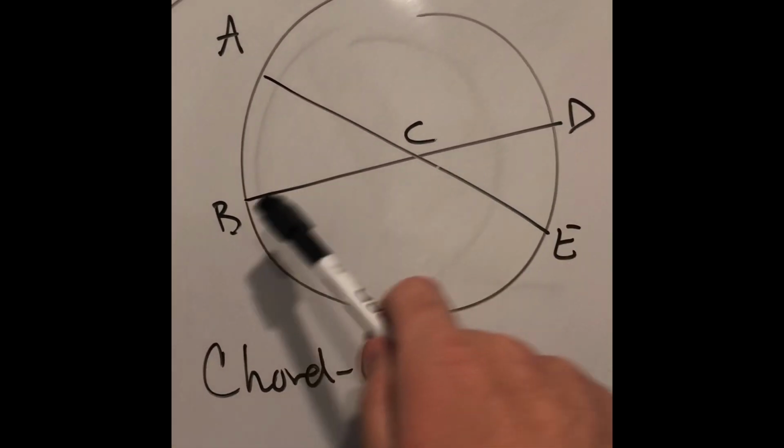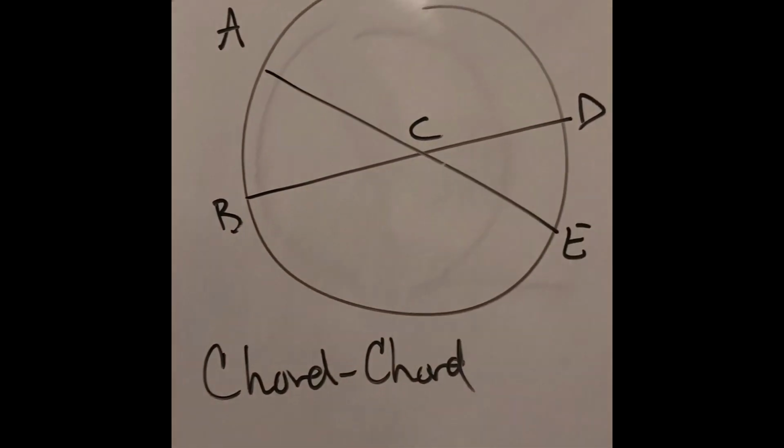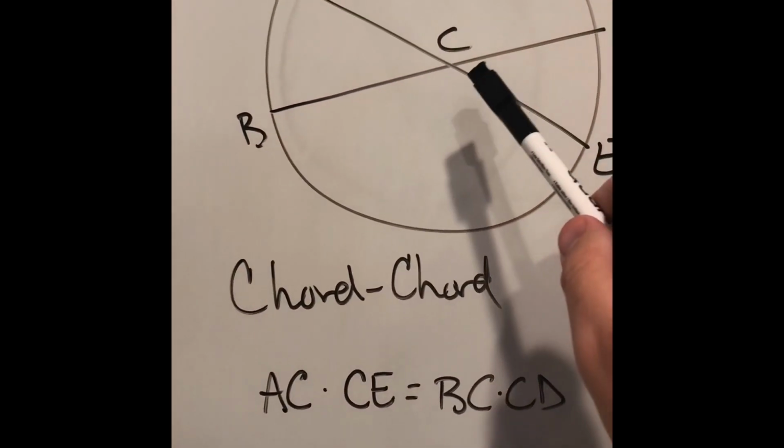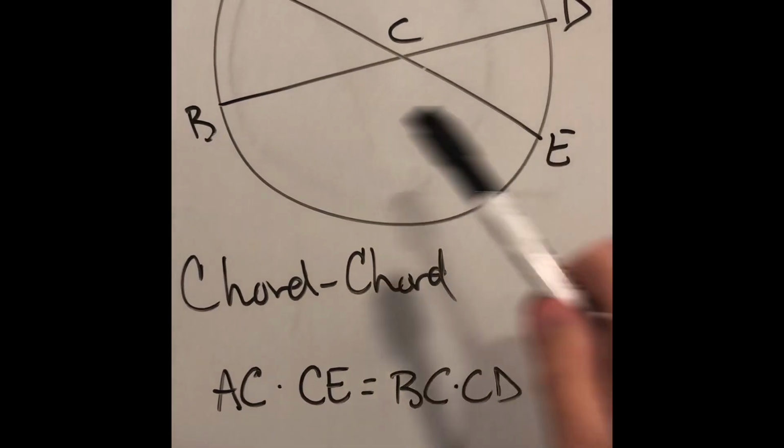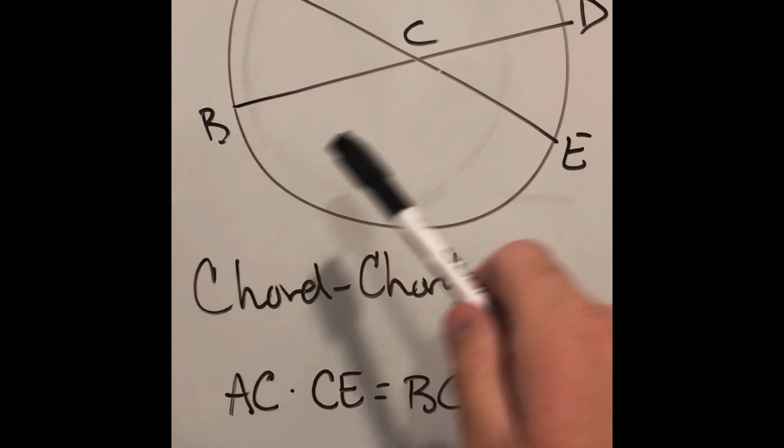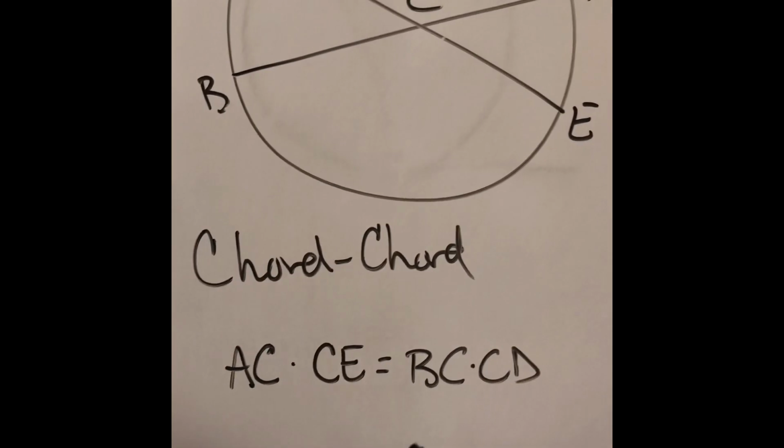Notice how BD is broken up into two parts, BC and CD. So again, that's AC times CE would equal BC times CD. Okay, chord.